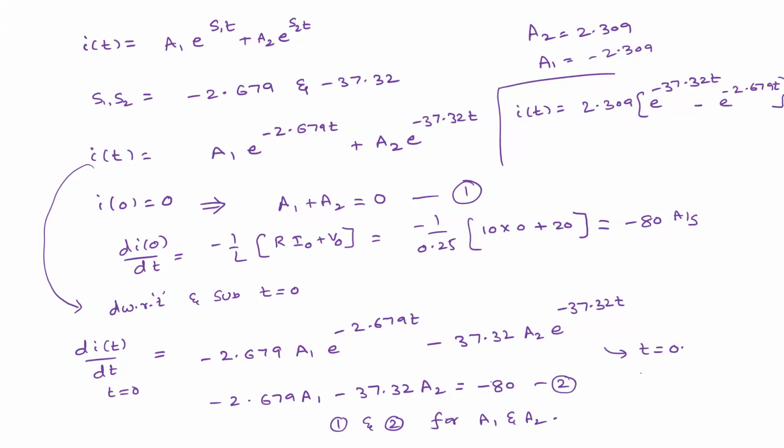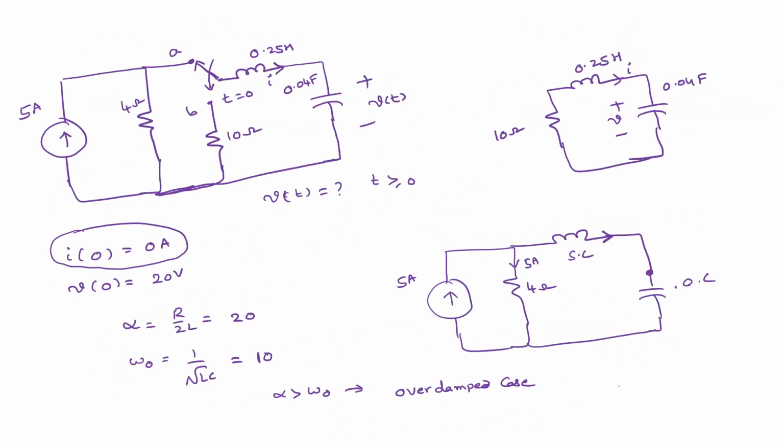Understood? Yes, sir. So what is the next step? This is not the one they asked, right? What is the next step? We have to find the voltage across this capacitor, right? So now how to find the voltage across the capacitor V of t, if you know the current?